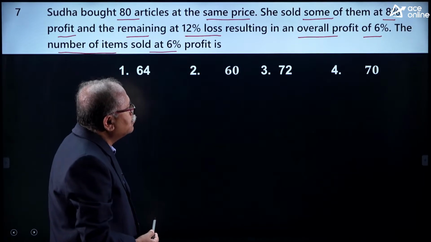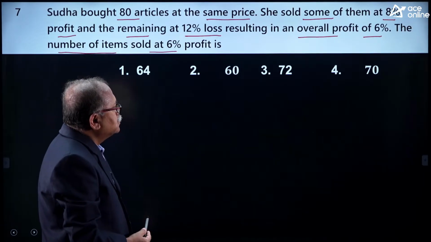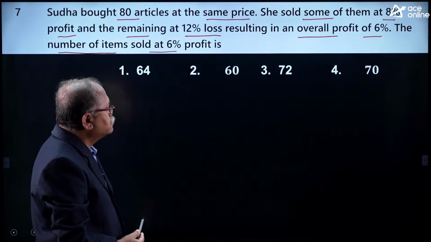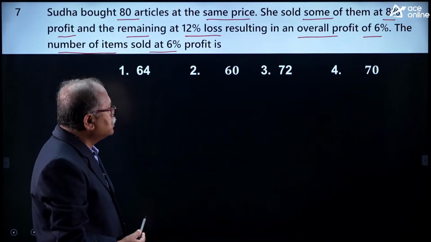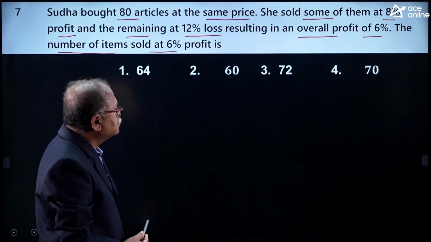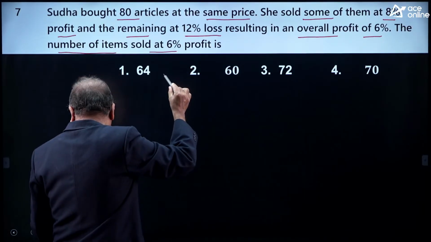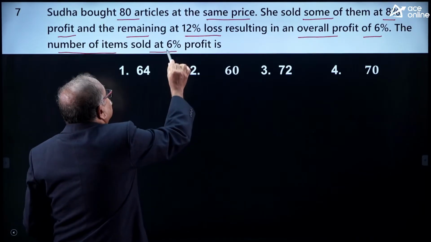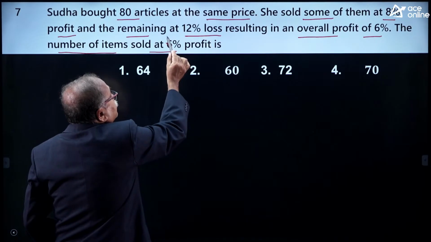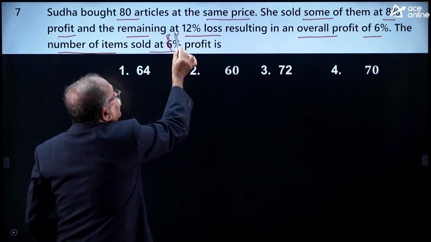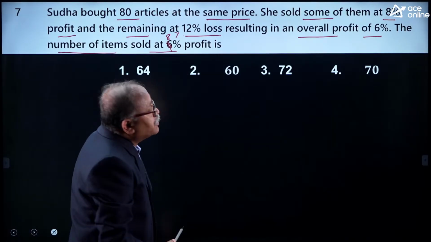Is there any mistake over here? Are we talking about 6% profit? No, it should be 8% profit. I am sorry, there is a correction. How many articles are sold at 8% profit?